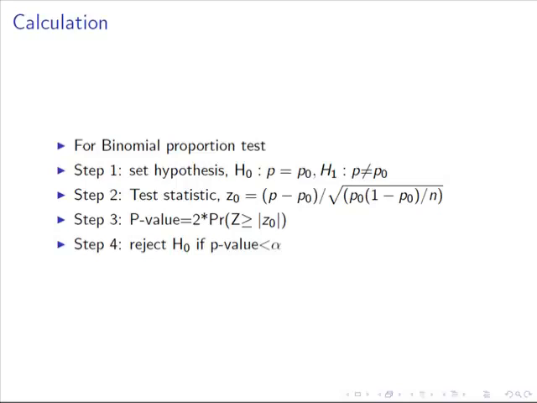Then, for the binomial proportion test, step 1 is that we need to set the null hypothesis and the alternative hypothesis. Step 2 is to calculate the test statistic Z0, which is equal to p minus p0 over the square root of p0 times 1 minus p0 over n. After that, step 3 is to calculate the p-value, which is equal to 2 times the probability z greater than the test statistic. Finally, reject the null hypothesis if the p-value is smaller than alpha.